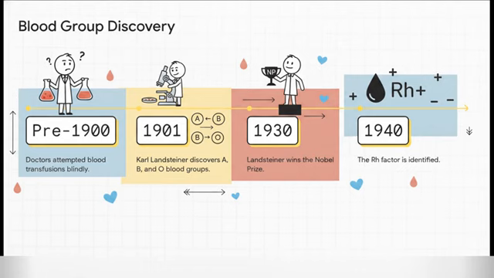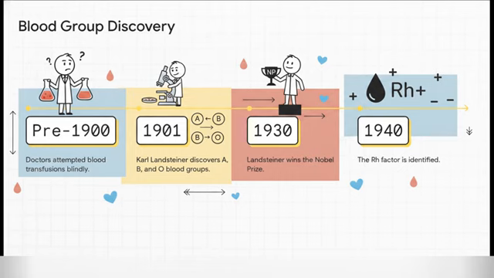But in 1901, an Austrian physician named Karl Landsteiner changed history. By mixing blood samples in his lab, he noticed that some combinations clumped together while others stayed perfectly smooth. He systematically mapped out the A, B, and O groups. It was a monumental breakthrough that earned him the Nobel Prize in 1930.